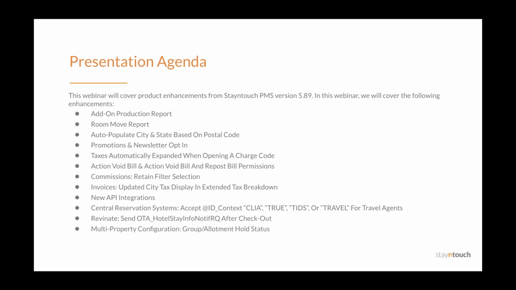Today's presentation will cover how you can get the most out of the Stayntouch PMS version 5.89 product release. In this webinar, we will cover the following enhancements: the add-on production report, remove report, auto-populate city and state based on postal code, promotions and newsletter opt-in, taxes automatically expanded when opening a charge code, action void bill and void bill and repost bill permissions, commissions, the retain filter selection, updated city tax display and extended tax breakdown for invoices, our new API integrations, CRS updates, Revenate updates, and group allotment hold status for multi-property configuration. We'll have a short Q&A session at the end of the presentation.